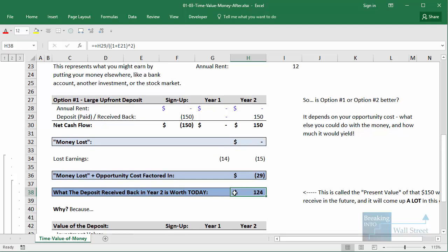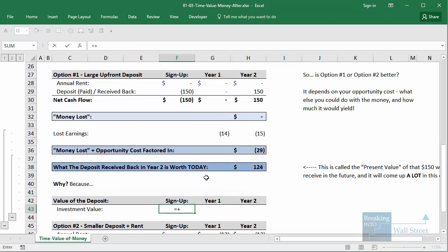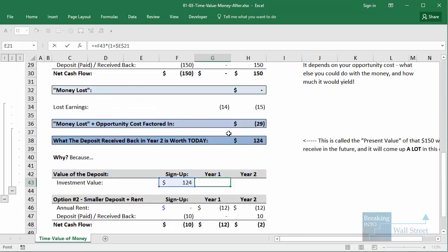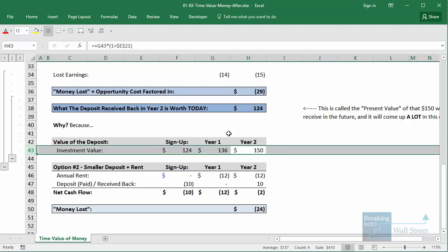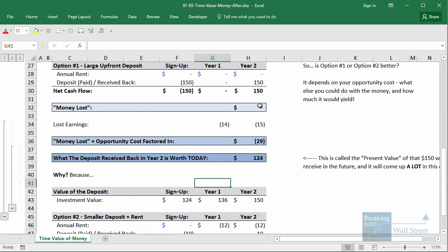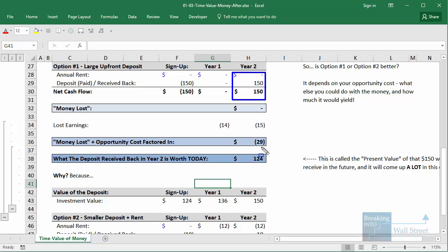So to us today, it's only worth $124,000, because if we were to invest this $124,000 and we get 10% on our money each year, take a look at what happens. By the time we get to year 2, we have $150,000. And this is why when we get this back in year 2, if we really could earn 10% on our money, it is worth a whole lot less to us in terms of its present value.